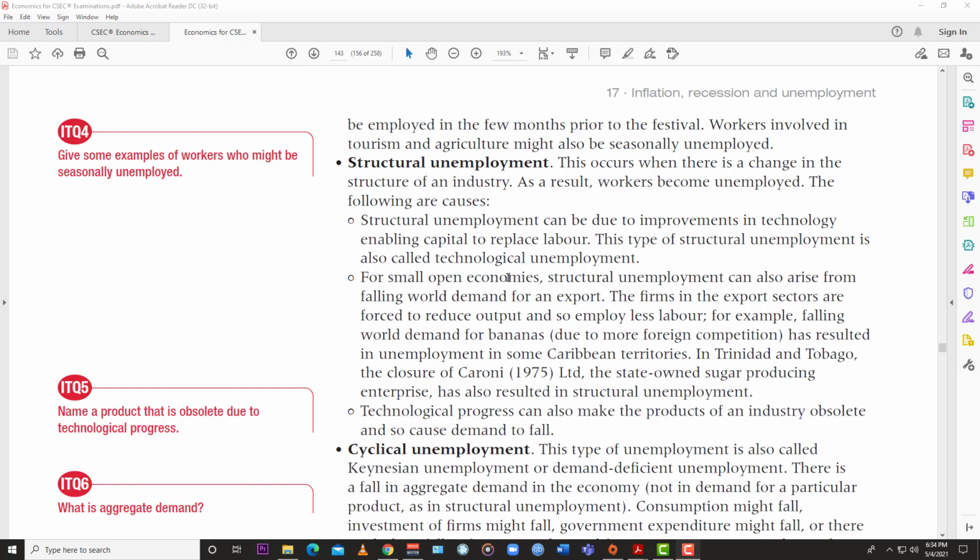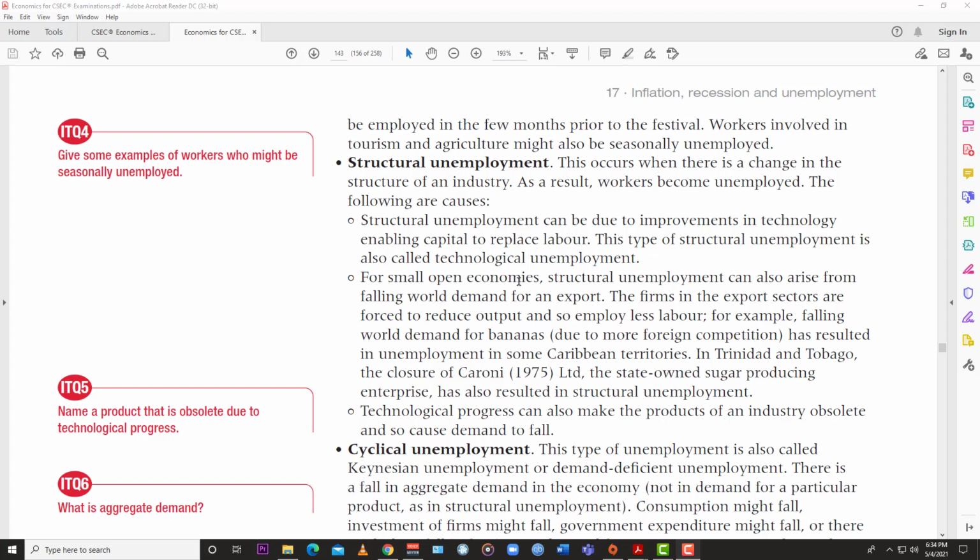For small open economies, structural unemployment can also arise from falling world demand for an export. The firms in the export sector are forced to reduce output and so employ less labor. For example, falling world demand for bananas due to more foreign competition has resulted in unemployment in the Caribbean territories. In Trinidad and Tobago, the closure of Caroni Limited, the state-owned sugar producing enterprise, has also resulted in structural unemployment. Technological progress can also make the products of an industry obsolete and so cause demand to fall.